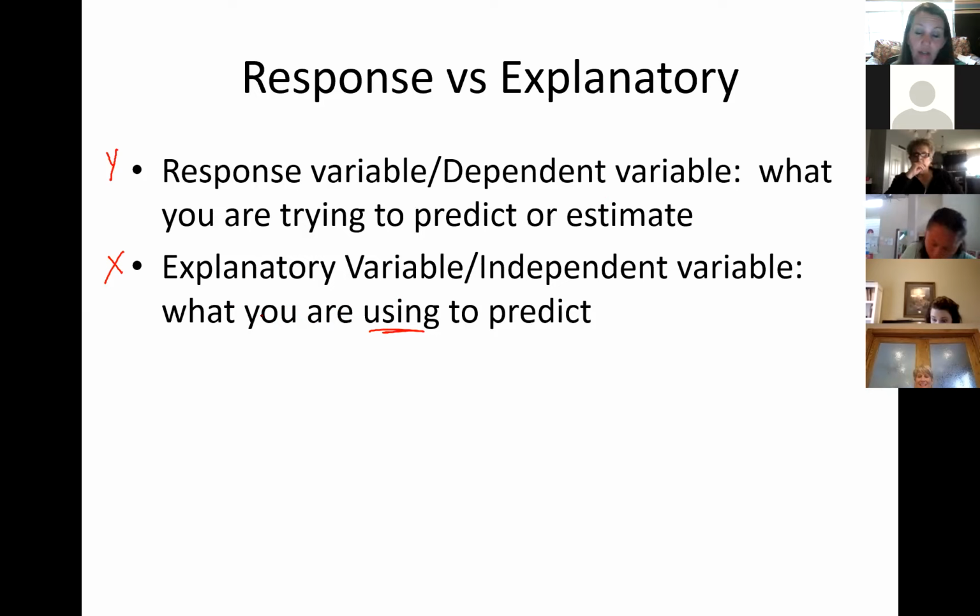So in that case, you have to really look close at what it is that you're trying to predict. Are you trying to predict height using weight, or are you trying to predict weight using height? You have to read the problem to figure out, okay, what is it that I'm trying to predict? If you can figure out what you're trying to predict, that's your Y, and then the other variable is going to be your X.